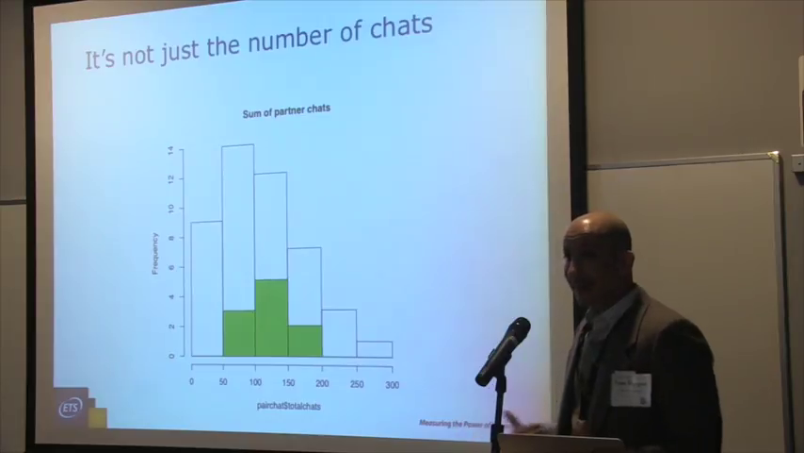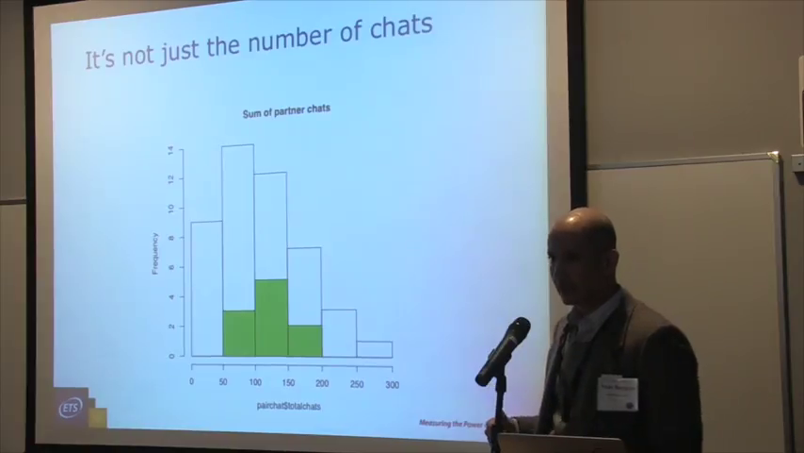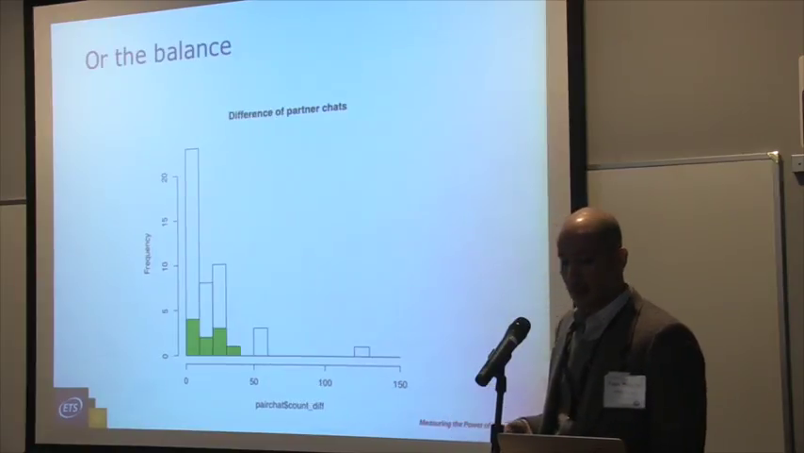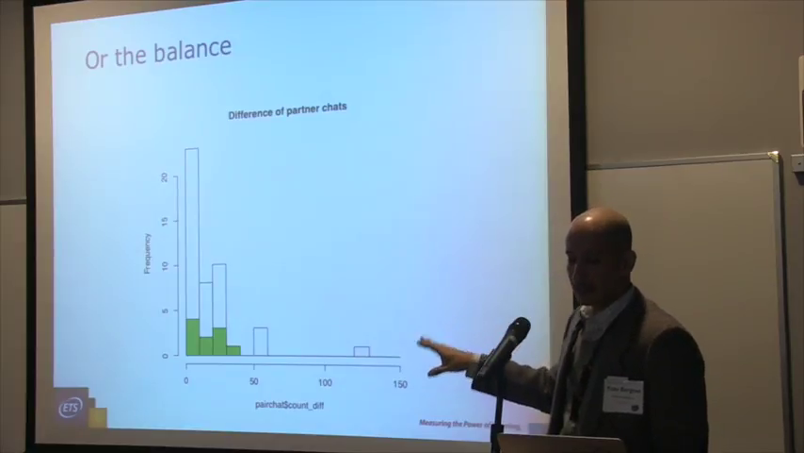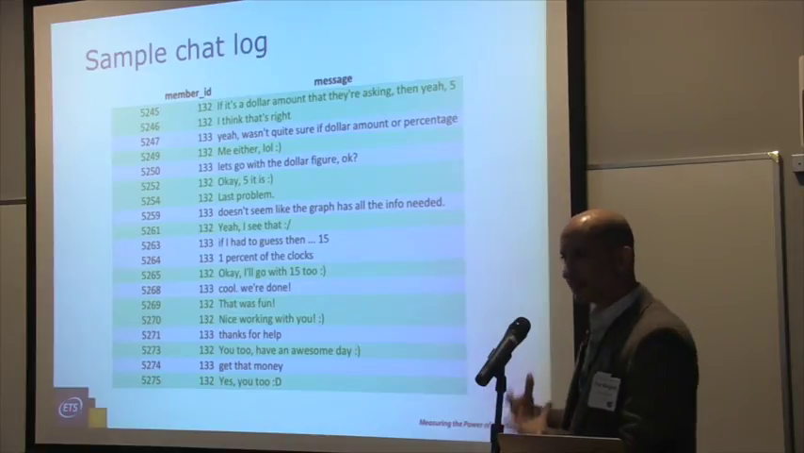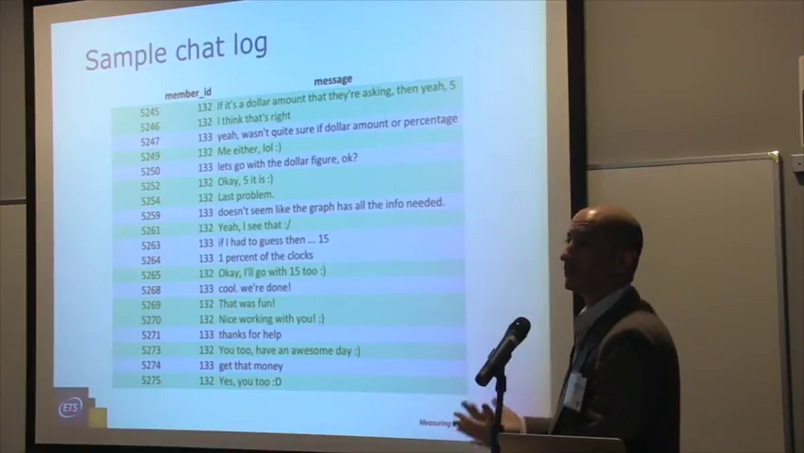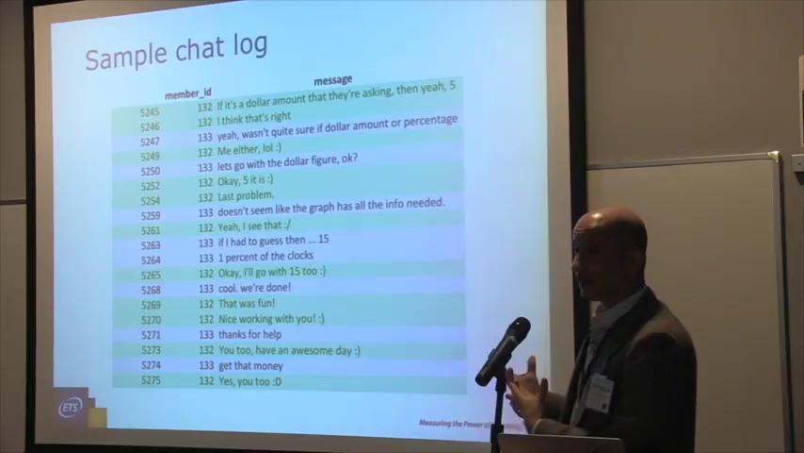You could look at the balance, too, just to see maybe if one person is really dominating, they type a lot of things, the other one doesn't, and that could be good or bad. But that doesn't really seem to be different in this population either. So it's not the sum of the chats or the difference in the number of chats, so maybe it's somewhere in the actual words that they use. What did they say? And we have the chat logs.